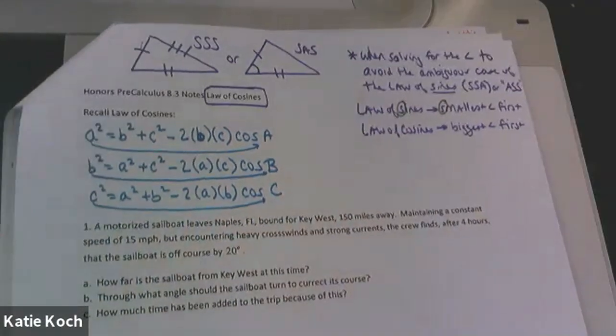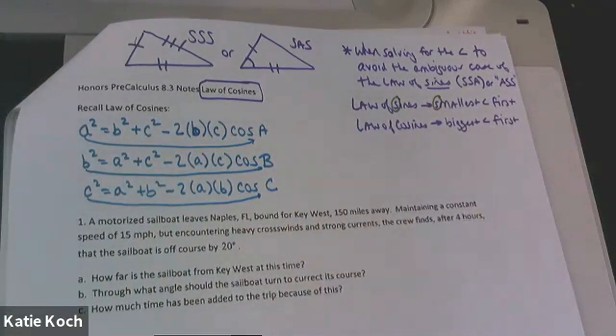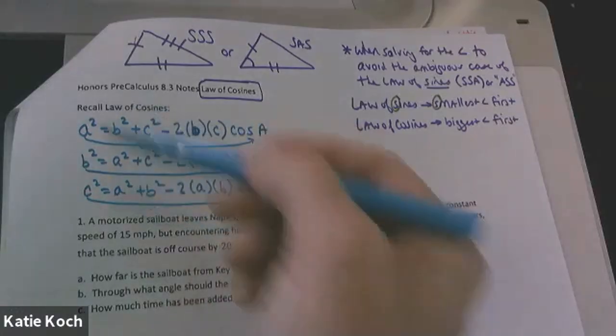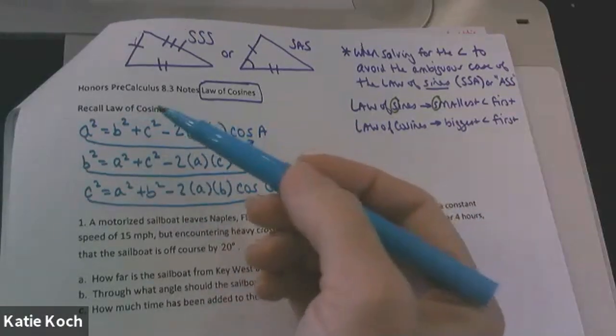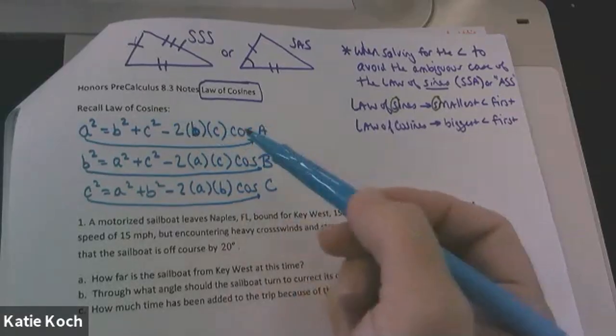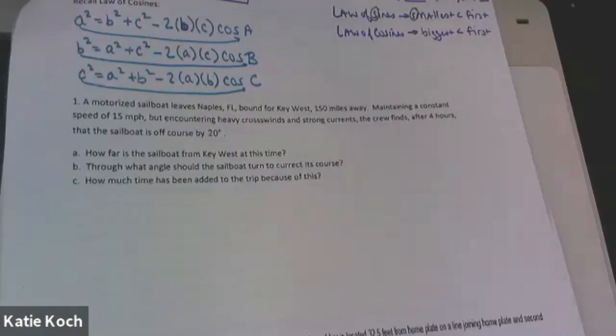And I don't want you to look at it and be like, oh man, I have to memorize 3 formulas for the law of cosines. I don't want you to think of it that way. I just want you to think of the pattern, right? It's one side squared equals the sum of the squares of the other sides, minus 2. That 2 sometimes gets students. Minus 2 times the product of those two sides times the cosine of the angle between those two sides.